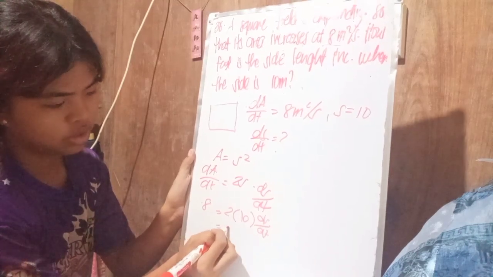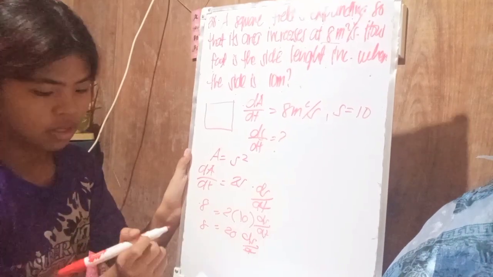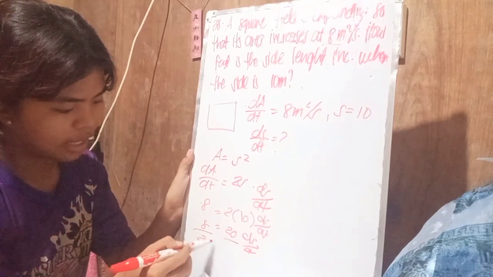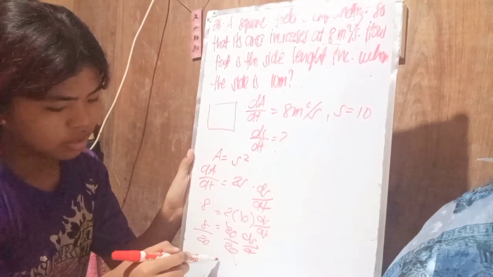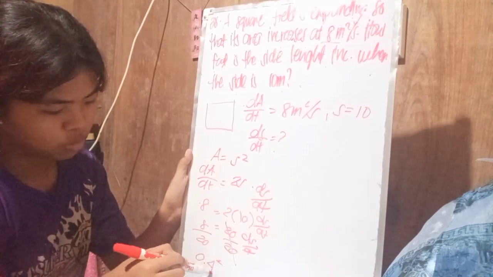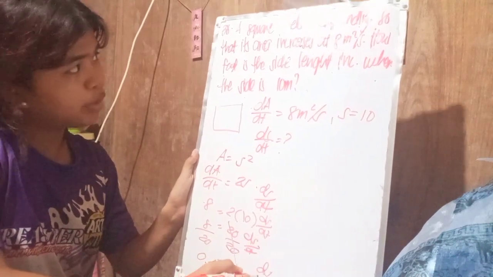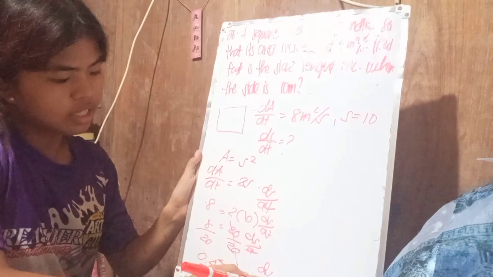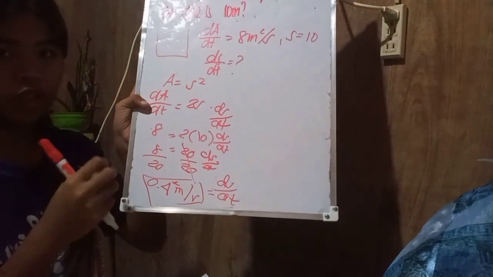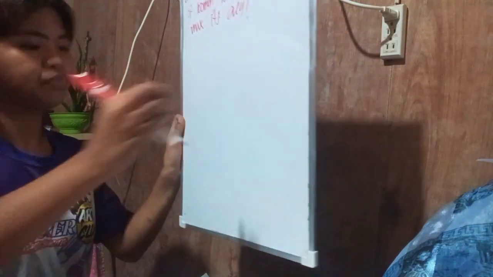So, that's 20, here is 8 ds over dt still. And after that, we divide both sides by 20, cancel out, and then it becomes 0.4 meter per second. So that's the answer to our number 38, see? 0.4. So, now let's proceed to number 39.